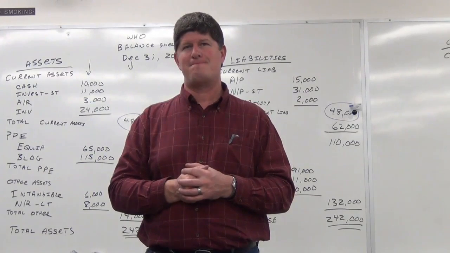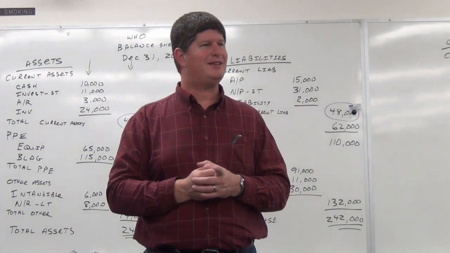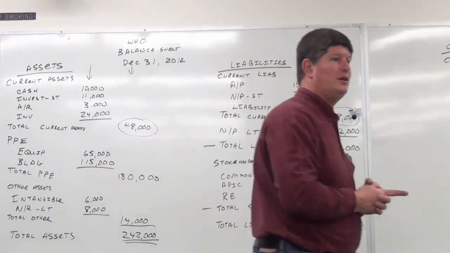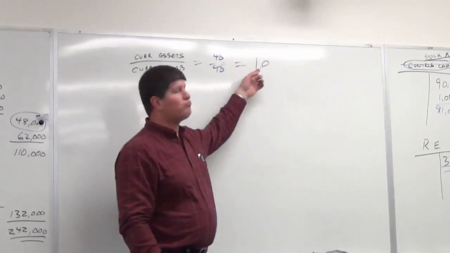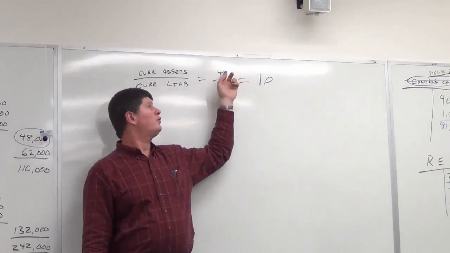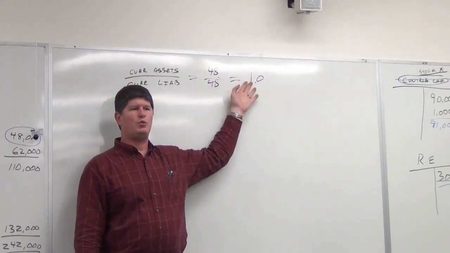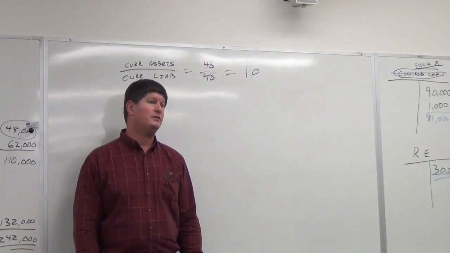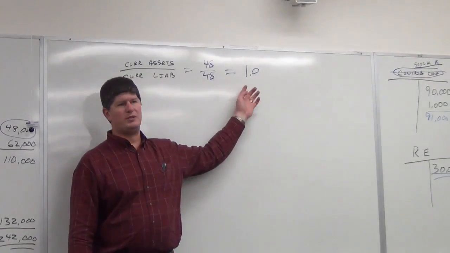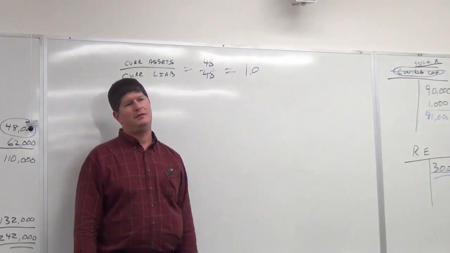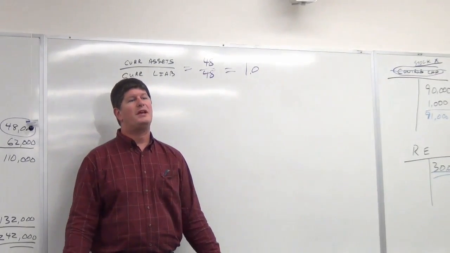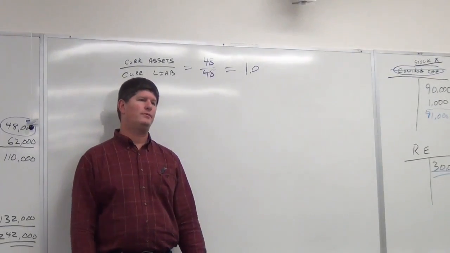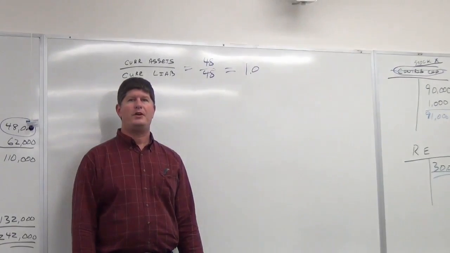Okay? Other questions? Yes? What's the unit of that? Is it percentage, dollar? It's 1.0. It's 48,000 divided by 48,000 gives you 1.0, okay? Or 100%. You could call it 100%, but it's always referred to as 1.0, 1.2, 0.8, 0.7. Dollars, no. It is literally a ratio. Okay? Other questions?